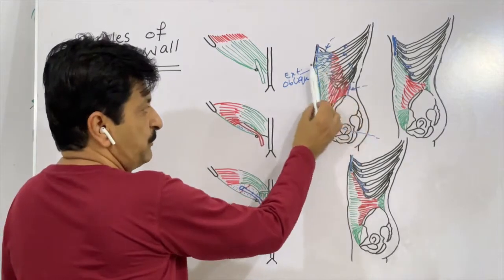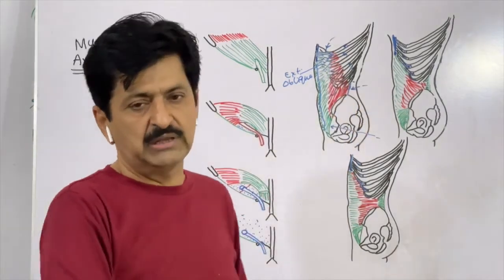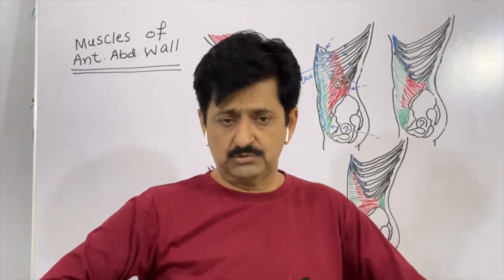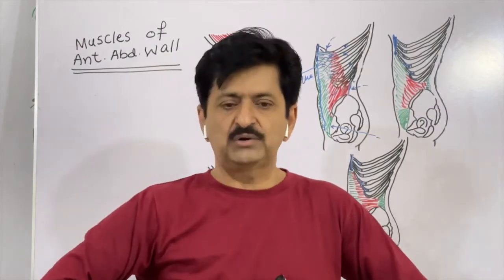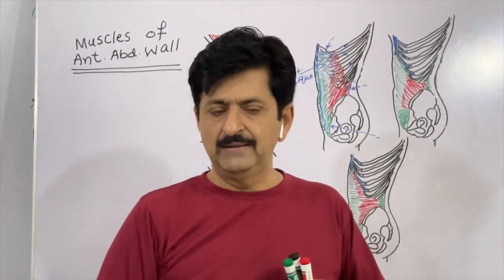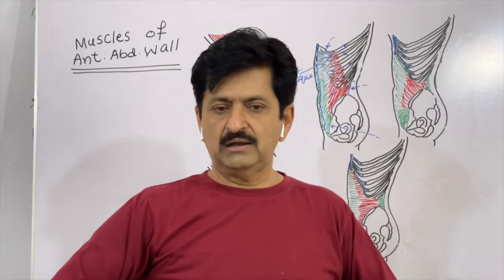So on the other side, the external oblique aponeurosis is also coming, and both of these fibrous sheets join together to form here a very thick line. I say the white line, you call it linea alba. So the two sides, in fact, join together.